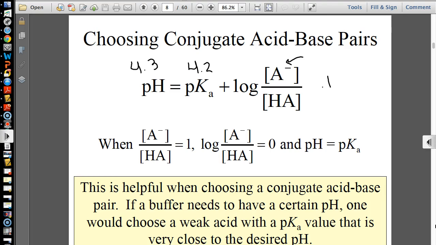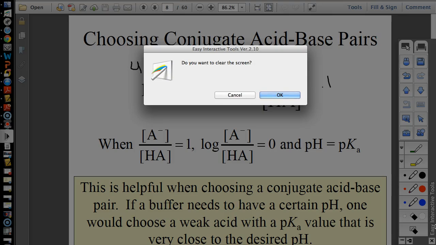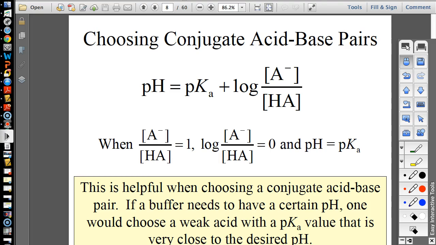If the buffer needs to have a certain pH, like I said, you're going to want to choose the pKa that's close. We have some practice for that, and that's where we're starting with this. That's the beginning. And I have a POGO for this. The POGO at the beginning of the class didn't really help us a lot. I'm just going to keep drawing pictures.